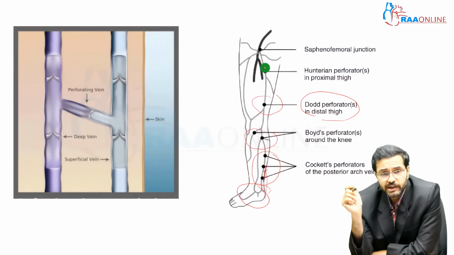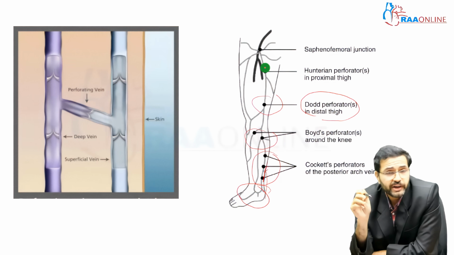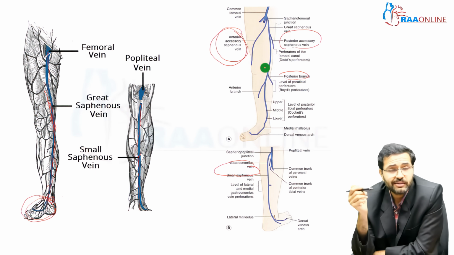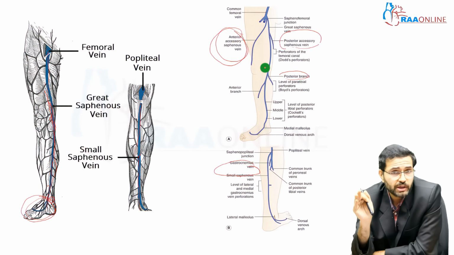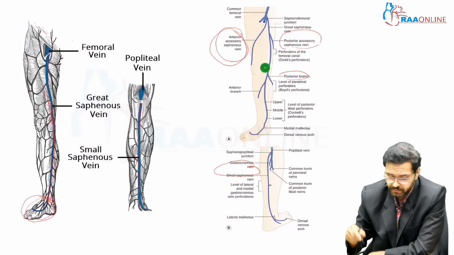Now, like I said earlier, the perforator veins have valves to ensure unidirectional flow of blood. Not only do the perforators have valves, even the superficial veins of the lower limb also have valves. So you find that the great saphenous vein has as many as 12 to 20 valves within it, ensuring unidirectional flow of blood, whereas the short saphenous vein can have around 8 to 10 valves.